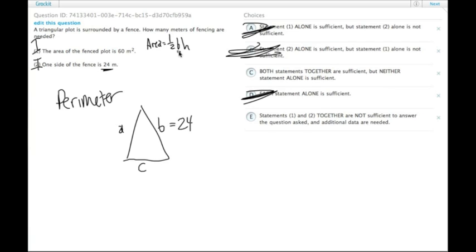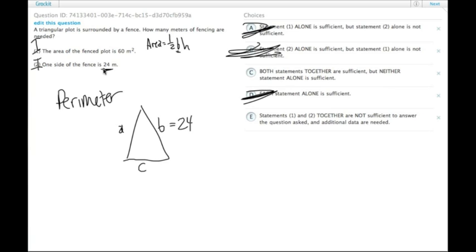meters is. It could be the base, which would mean it goes into this equation, but it could be the hypotenuse or the shortest side. And without knowing which it is, and then also being unable to determine the height, we still aren't going to be able to determine the perimeter.